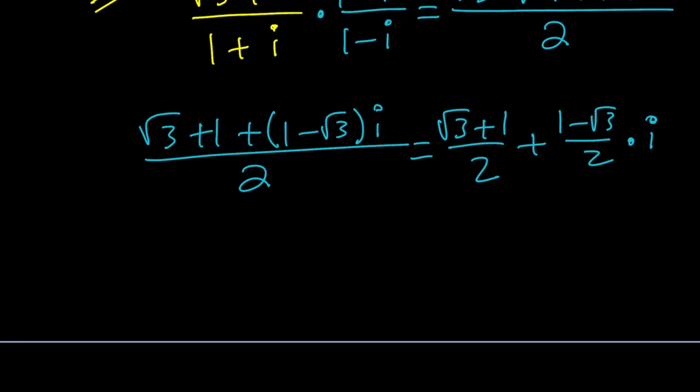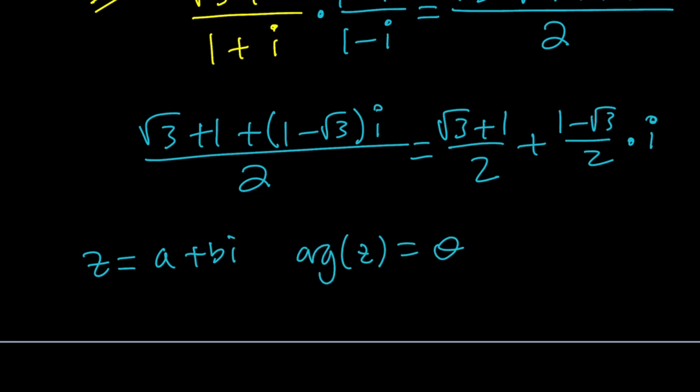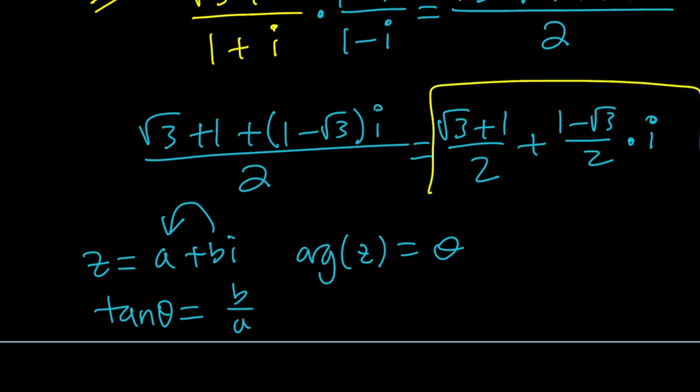So here's what we're going to do. We're going to look at tangent theta. So whenever you have a complex number like z equals a plus bi, you should definitely know that if the argument of z is theta, then tangent theta can be defined as b over a, which is this divided by that, right? Easy. The thing is, to find the cosine and sine, you need the modulus, but for tangent you don't, because it cancels out. So let's go ahead and find the tangent theta for this number. What is the tangent, right?